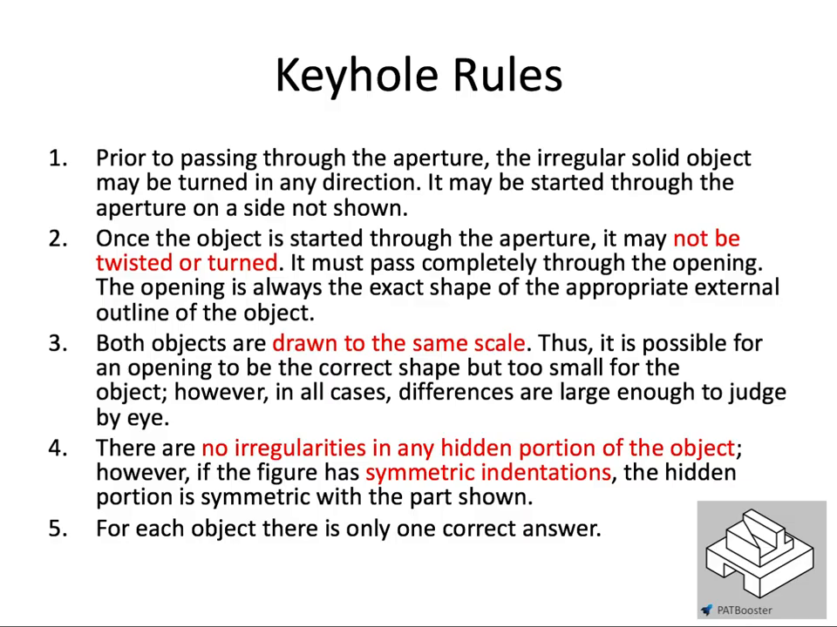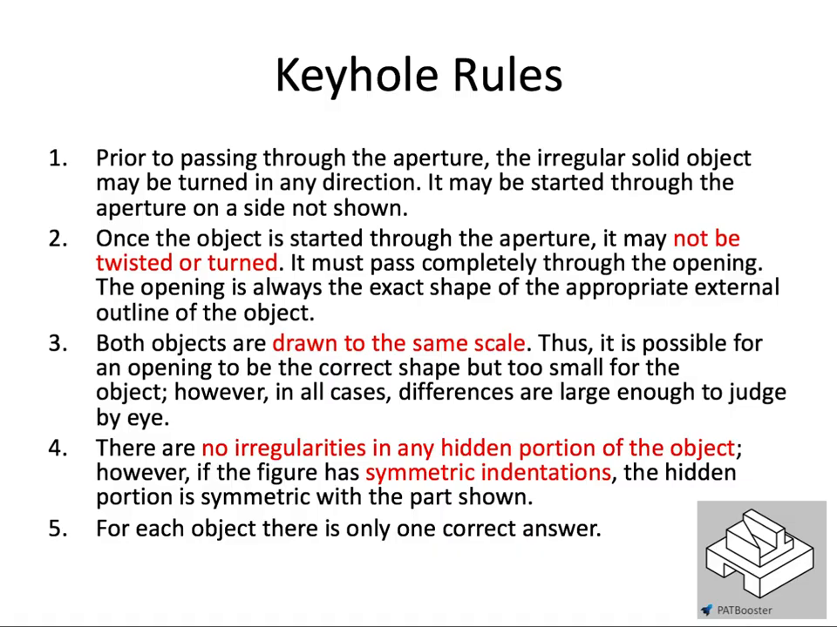Rule number 4 says that there are no irregularities in any hidden portion of the object, which means that the parts that we cannot see don't have any crazy protrusions. There can't be any jagged edges or extensions back where we can't see, like on this surface or behind this extension, for example. Also, it says that symmetric indentations are always going to be symmetric in the hidden portion with the part shown.